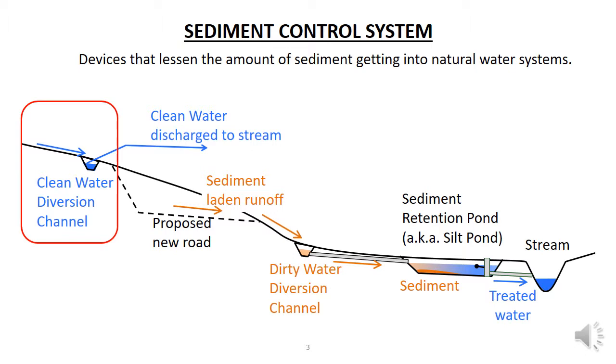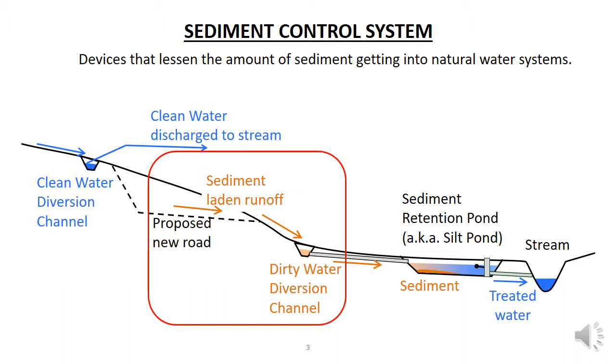We do this by construction of a clean water diversion channel, as shown to the left, on the slope above the earthworks. This collects the water and diverts it to the stream. The water hasn't flowed over the earthworks and so it's not picking up any sediment, so it does not need to be treated as it is not carrying any sediment, so it can be diverted straight into the stream.